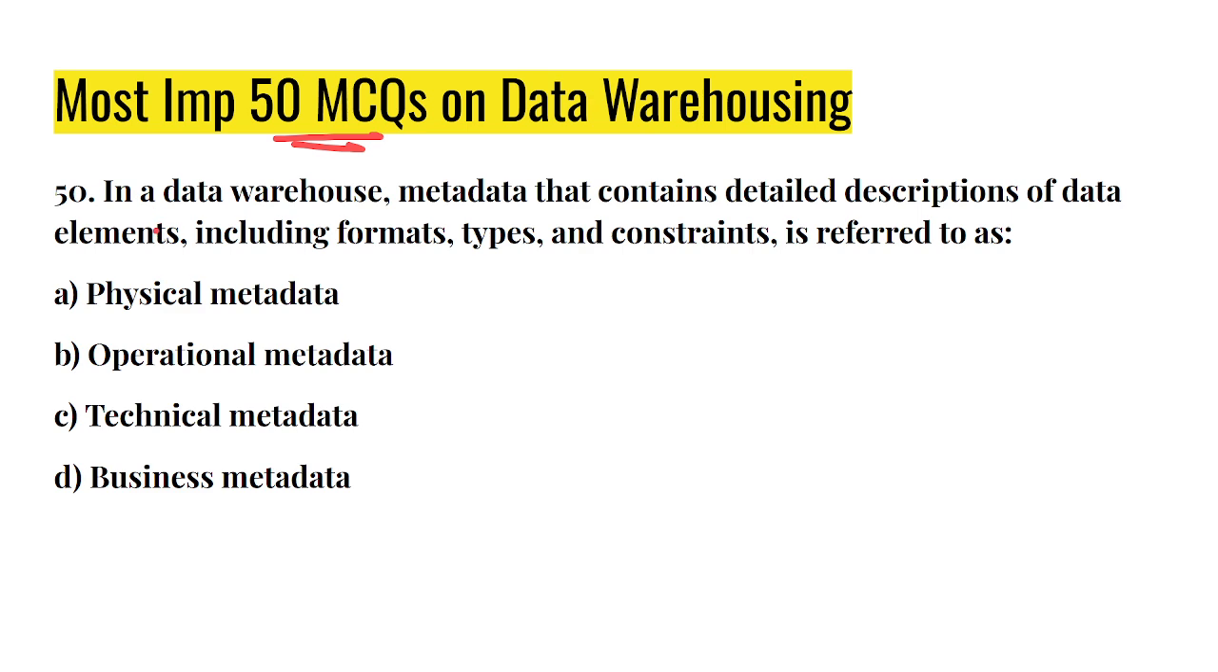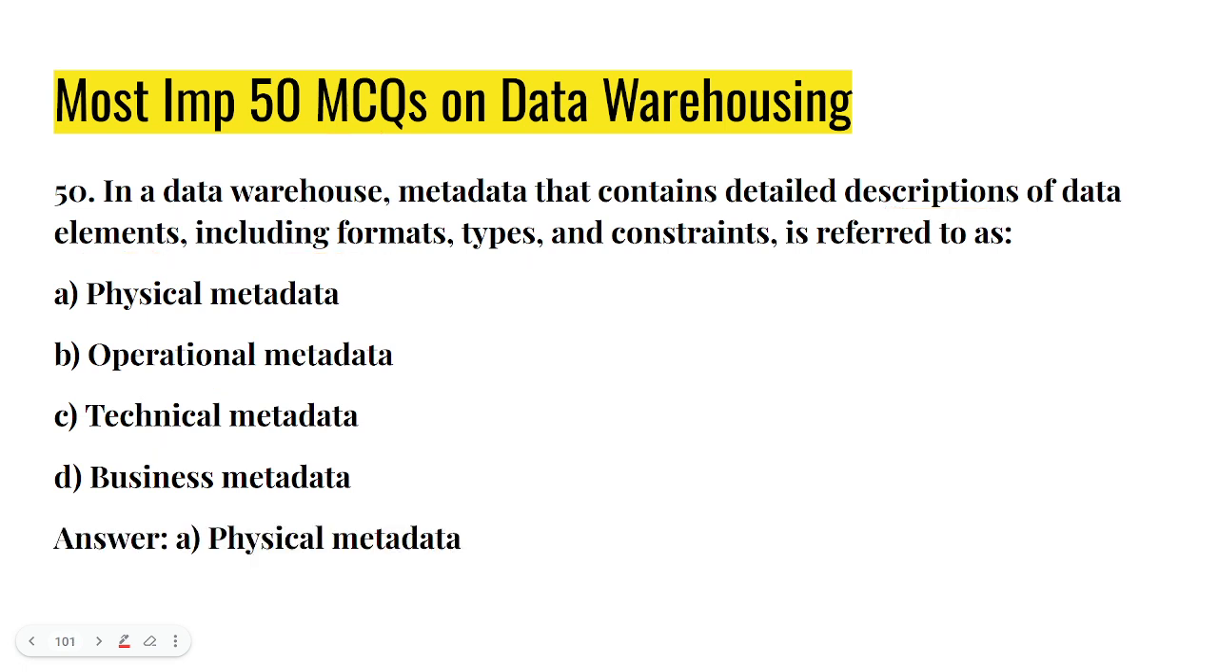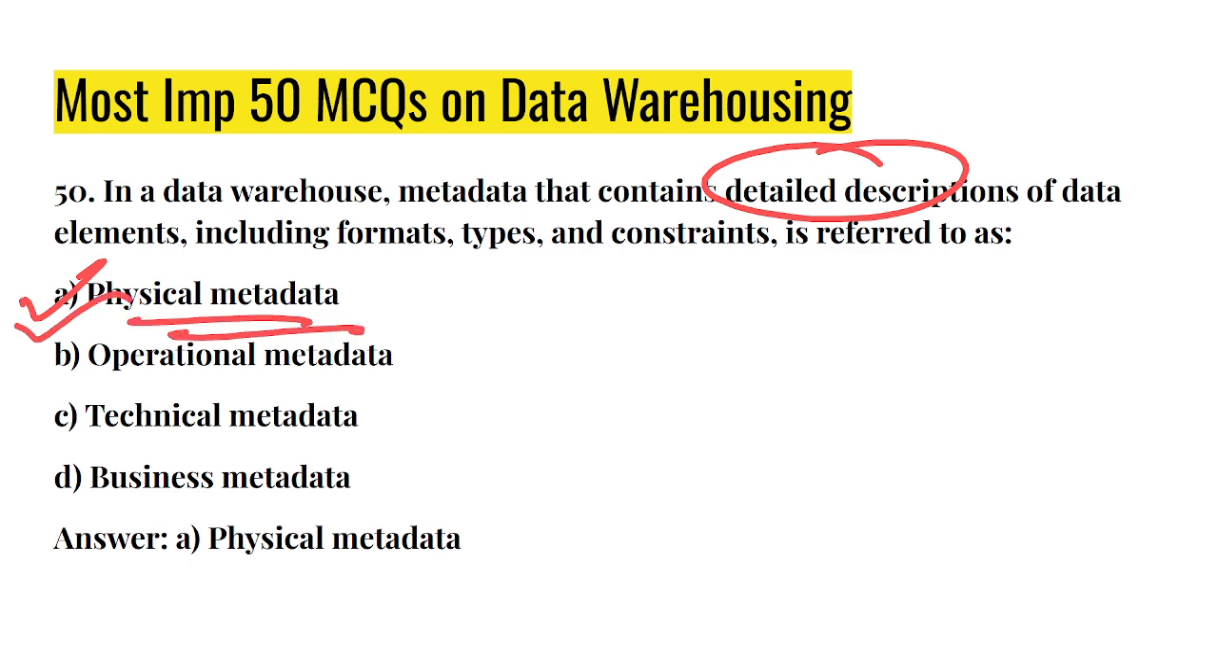Question number 50. In a data warehouse, metadata that contains detailed descriptions of data elements, including formats, types, and constraints, is referred to as physical metadata, or operational metadata, or technical metadata, or business metadata. So basically, in a data warehouse, metadata that contains detailed description is technical metadata. It is a detailed description of data elements, including the format of data, type of data, constraints, and so on. Right? So I hope the things are very much clear.